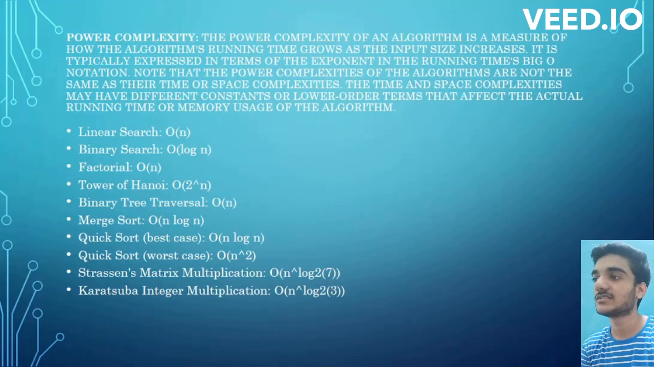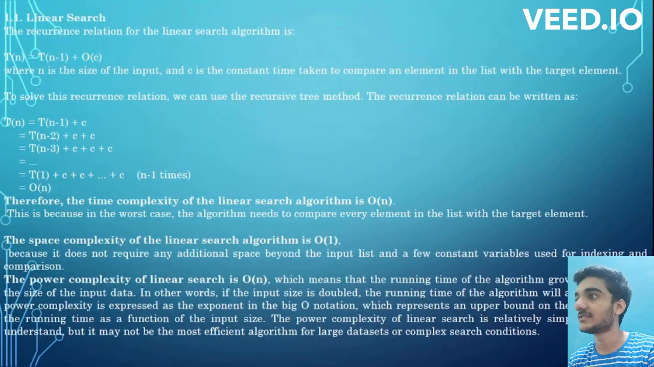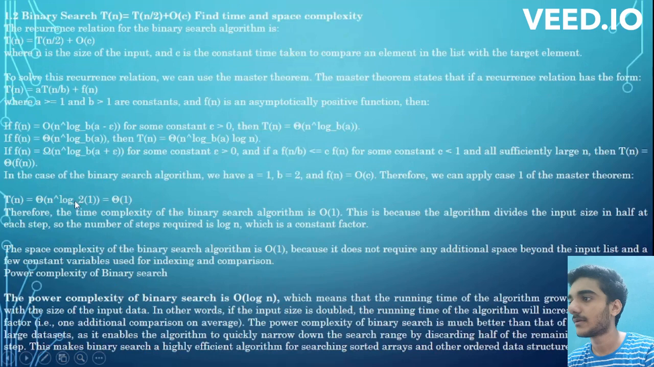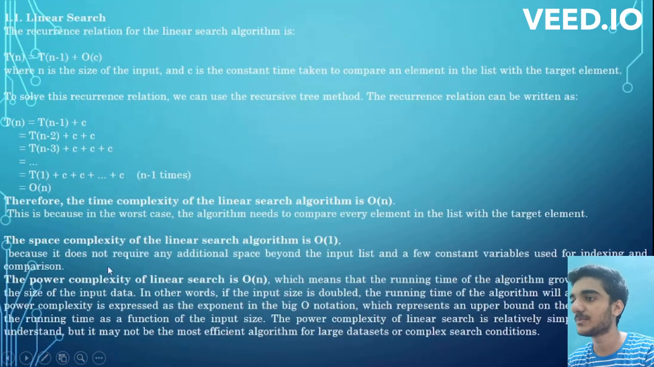Let's see the derivation of linear search. The recurrence relation for the linear search algorithm is T(n) equal to T(n minus 1) plus big O of C, where C is a constant and n is the size of the input. To solve this recurrence relation, we can use the recurrence tree method. The recurrence tree can be written as following, as you can see here. Therefore, the time complexity is O(n), space complexity is O(1), and linear search power complexity is O(n), which means that the running time of the algorithm grows linearly with the size of the input.